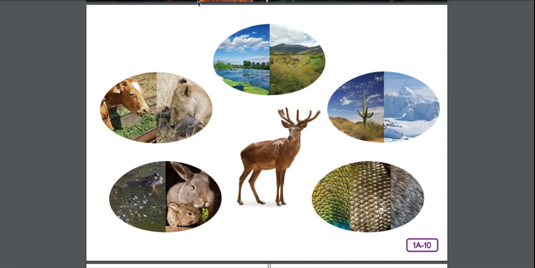Well, let's think about other ways that scientists might classify animals. It's important to consider where animals live, their habitats. Do they live in water? Do they live on land? Do they live in warm climates or cold climates? What covers their bodies? Feathers? Scales? Fur? Hair? Do they lay eggs?